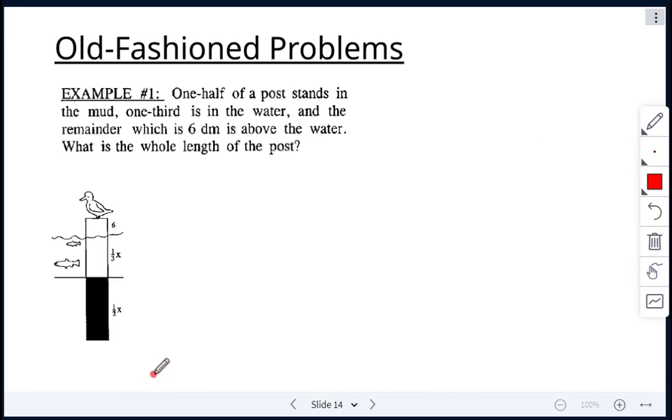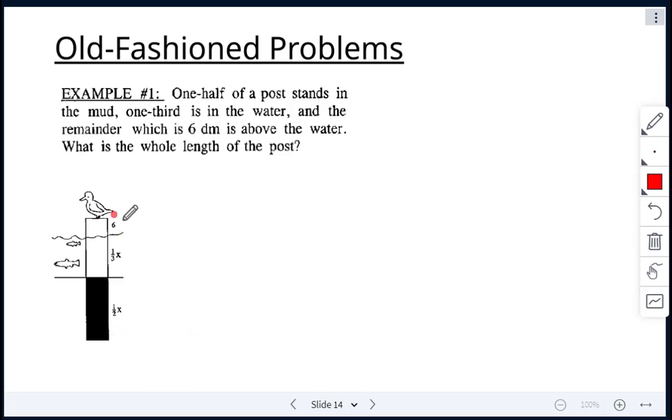1/2 of a post stands in the mud. So that's shown here. 1/3 is in the water, shown here, and the remainder, which is 6 decimeters, is above the water, shown here. What is the whole length of the post? So we need to calculate the total length of this post.